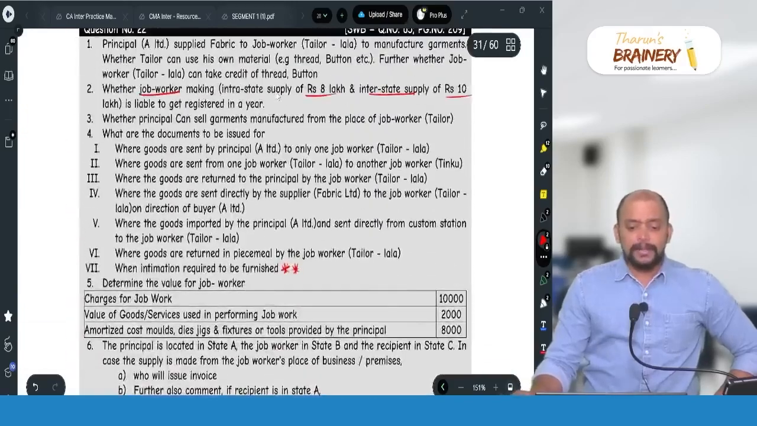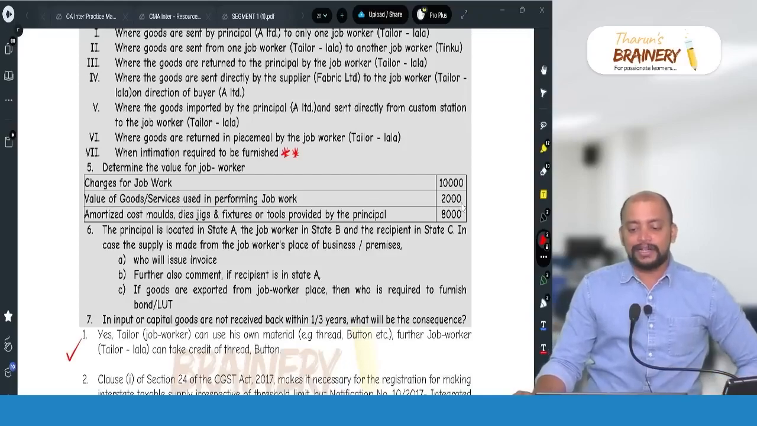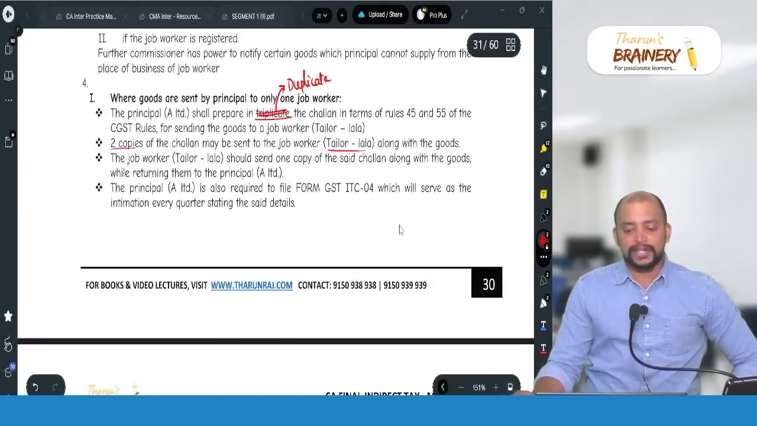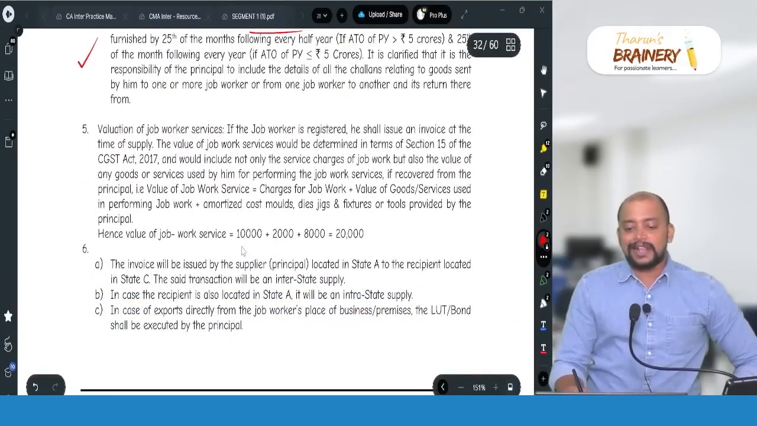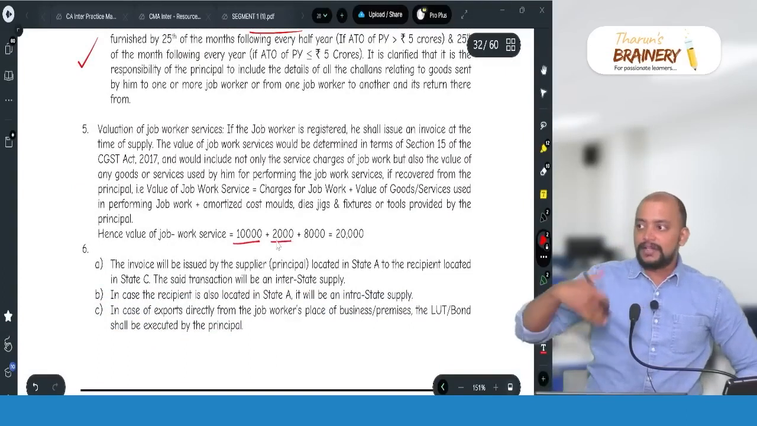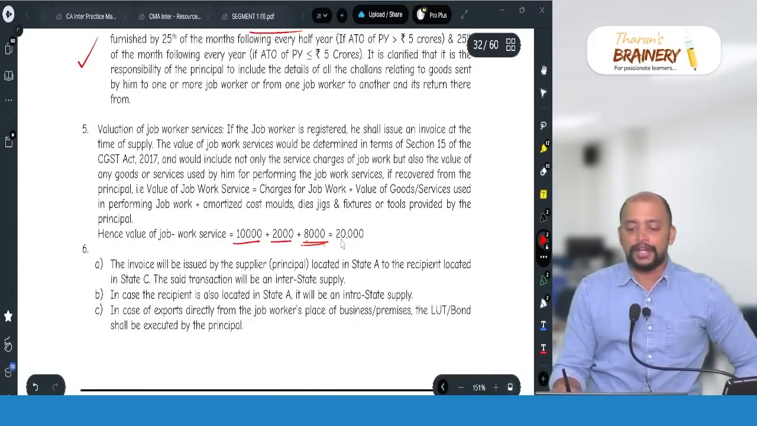Then number 5, determine the value of job work. Charges for job work 10,000, and value of goods or service used in performing the job work 2,000. Amortized cost of the molds and dies, jigs, fixtures, etc. supplied by the principal 8,000. Now, what will be taken as a value of supply? Simple. First 10,000 we will take and 2,000 charges incurred. And any amount that the supplier is liable to pay, but which is paid by the recipient, should be included. So total 20,000 will be taken as a value.